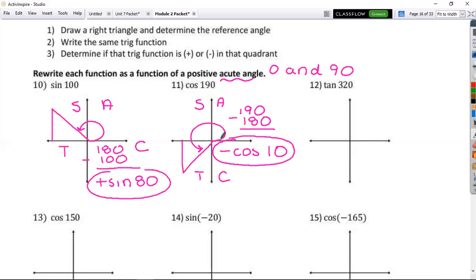And again, a lot of this is not hard, but it obviously is continuing to build. So be careful with your steps. You'll see I try to always do them in the same exact order for consistency. So tangent of 320 goes all the way over to quadrant 4.